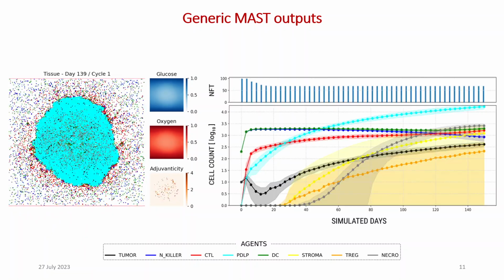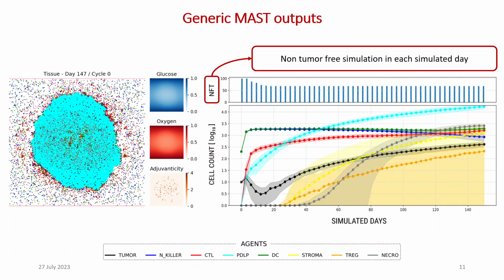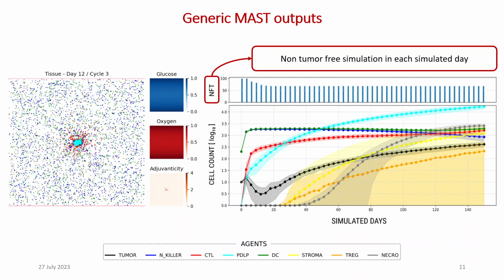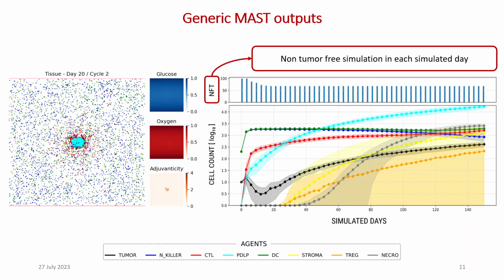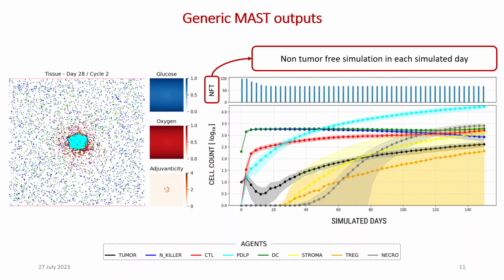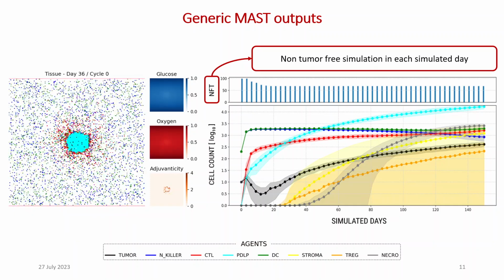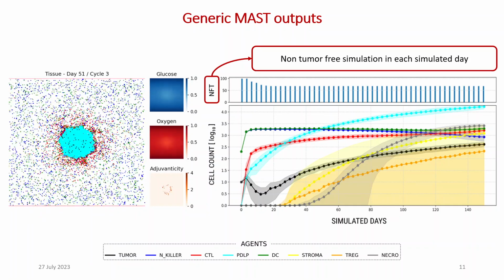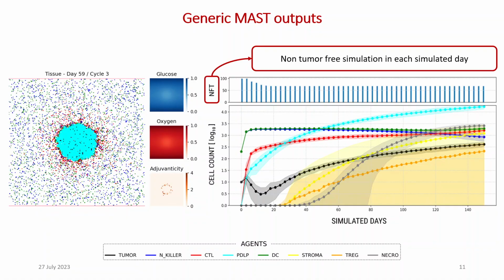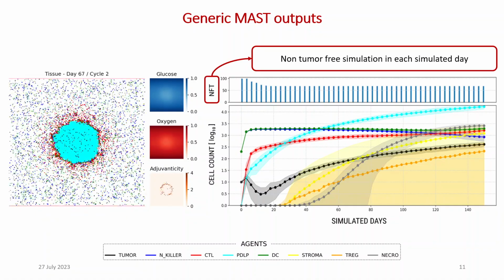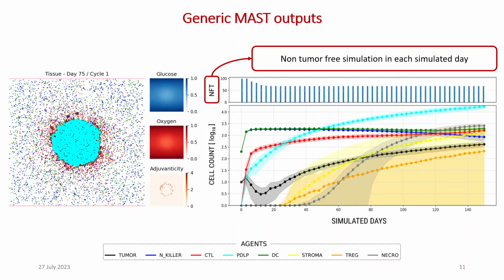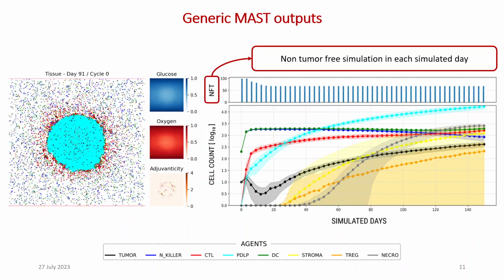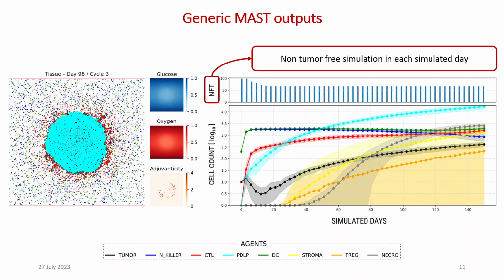In particular, in the upper subgraph, the number of not completely tumor-free simulations at a determined instant is shown, while in the lower subgraph is shown the cardinality of the agent counts across the non-completely tumor-free simulations in a log 10 scale fashion, and in particular the dotted line represents the average count of the agent in all the non-tumor-free simulations, and the shaded area represents its variability.